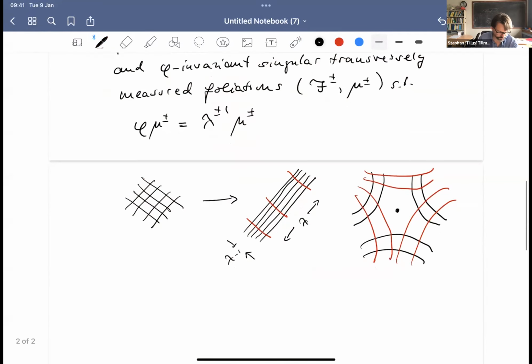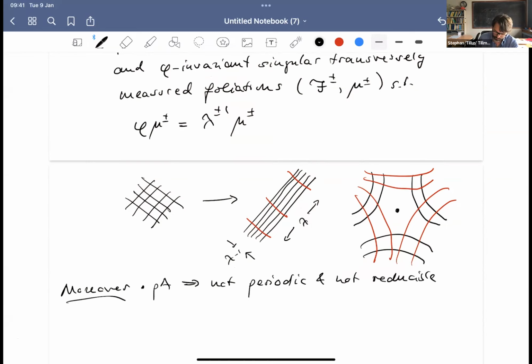And so moreover, what I indicated before: pseudo-Anosov implies not periodic and not reducible. So this is mutually exclusive, but periodic and reducible are not mutually exclusive.